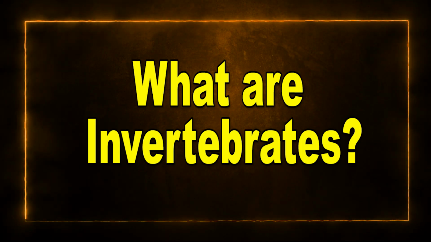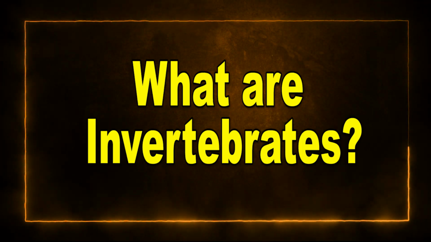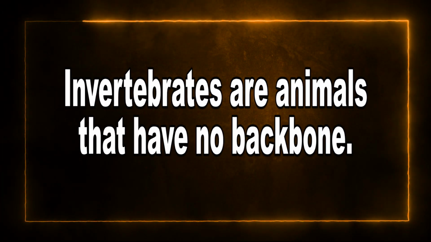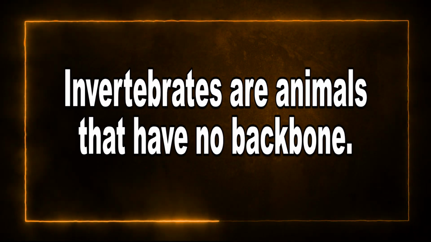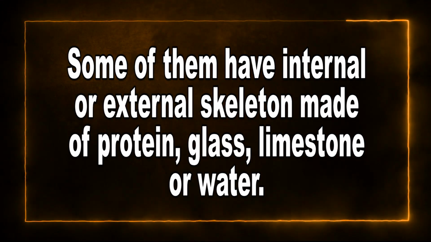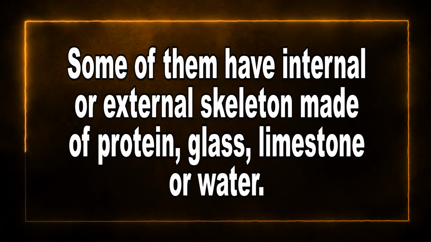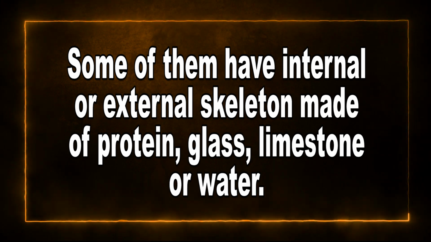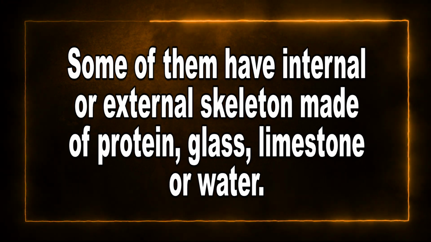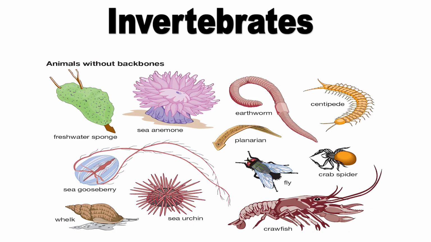Before we begin, let's recap on what are invertebrates. Remember, boys and girls, invertebrates are animals that have no backbone. Some of them have internal or external skeleton made of protein, glass, limestone, or water, but it is not to be mistaken for bone. They are usually quite small in size, and did you know that invertebrates make up majority of the animals here on Earth?